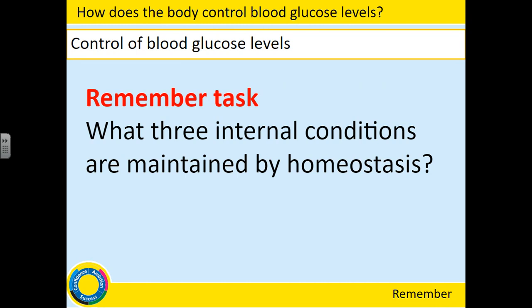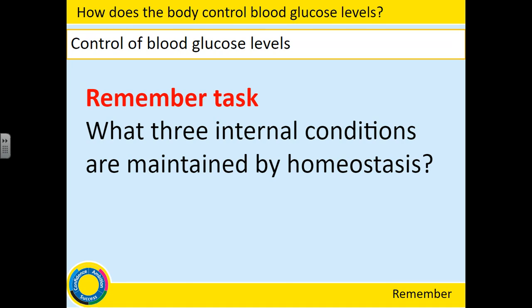So our remember task for today links back to our previous lesson. I just want you to tell me what the three internal conditions are which are maintained by homeostasis. So you're going to need to pause the video, spend about 5 minutes on this, shouldn't take you too long, and then come back for the answers.